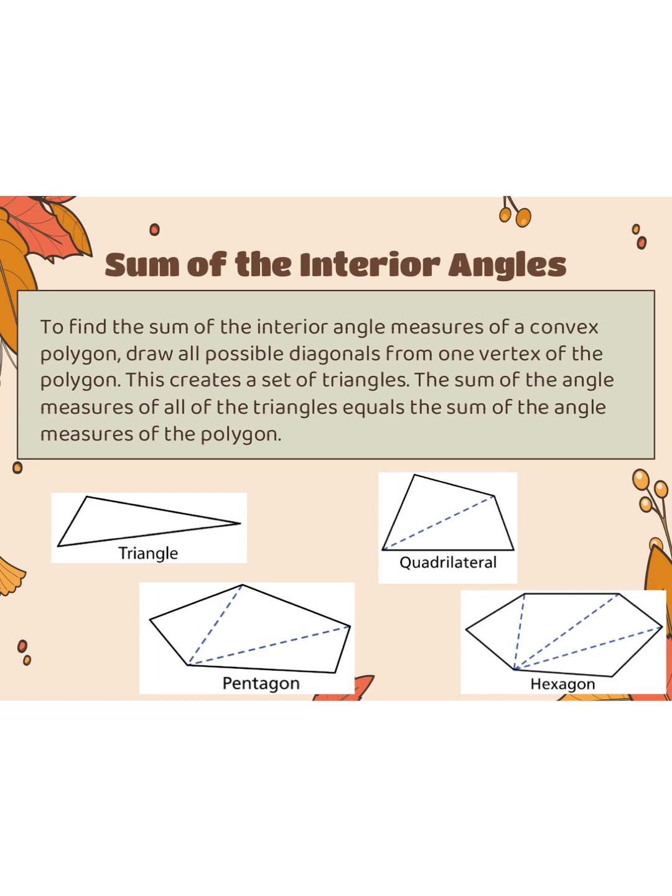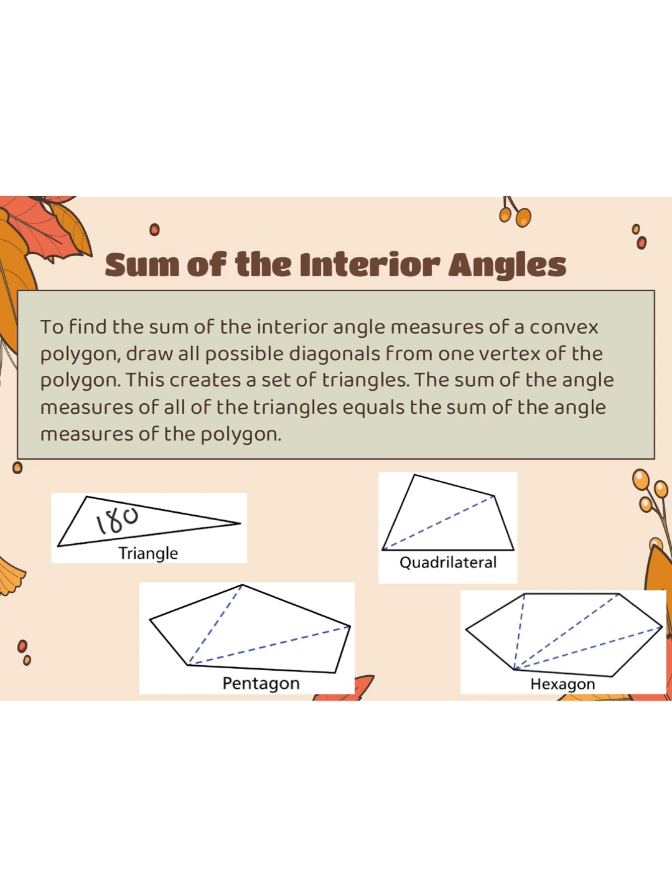So now we're going to talk about sum of interior angles. To find the sum of the interior angle measures of a convex polygon, draw all possible diagonals from one vertex. This creates a set of triangles, and the sum of the angle measures of all triangles equals the sum of the angle measures of the polygon. So you guys remember triangles internally, they all add up to 180.